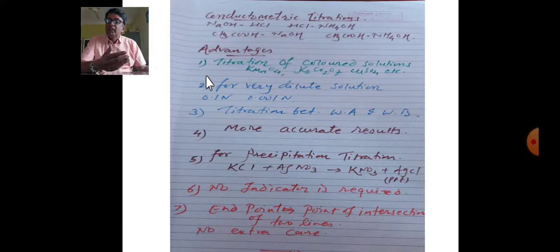जेव्हा colored solutions titrations मध्ये असतात, KMnO4 असेल, पोटॅशियम डायक्रोमेट असेल, कॉपर सल्फेट असेल, अशा टायट्रेशन्स आपल्याला ह्या कंडक्टोमेट्रिक टायट्रेशनद्वारा इझिली आपल्याला करता येतात. सो टायट्रेशन बिटवीन दी कलर्ड सोल्युशन. नंबर 2, फॉर व्हेरी डायल्यूट सोल्युशन 0.1, 0.001, कितीही डायल्यूट सोल्युशन असू दे, ह्याची टायट्रेशन्स आपल्याला चांगल्या पद्धतीनं करता येतात. नंबर 3, टायट्रेशन बिटवीन वीक ॲसिड अँड वीक बेस. हे जे टायट्रेशन आहे, दोन्ही जेव्हा वीक असतील तेव्हा आपल्याला ही टायट्रेशनसुद्धा करता येतात. इथं आपण बघितलेलं आहे टायट्रेशन बिटवीन ॲसिटिक ॲसिड अँड दॅट ऑफ NH4OH. मोर ॲक्युरेट रिझल्ट्स आर ऑब्टेन्ड.